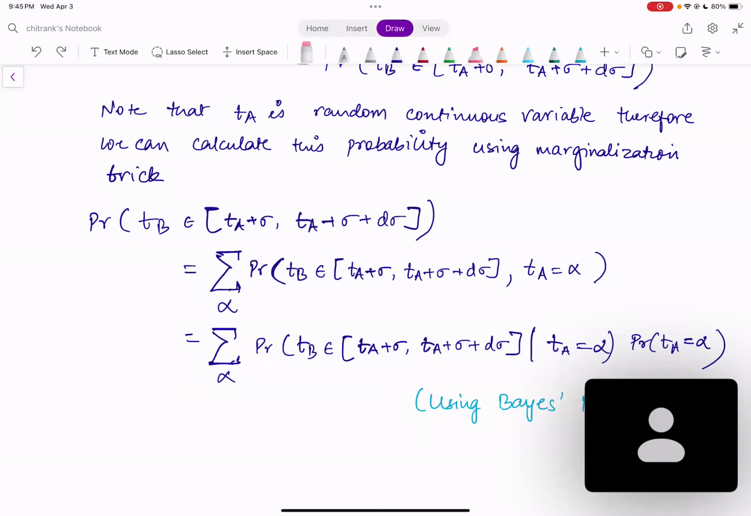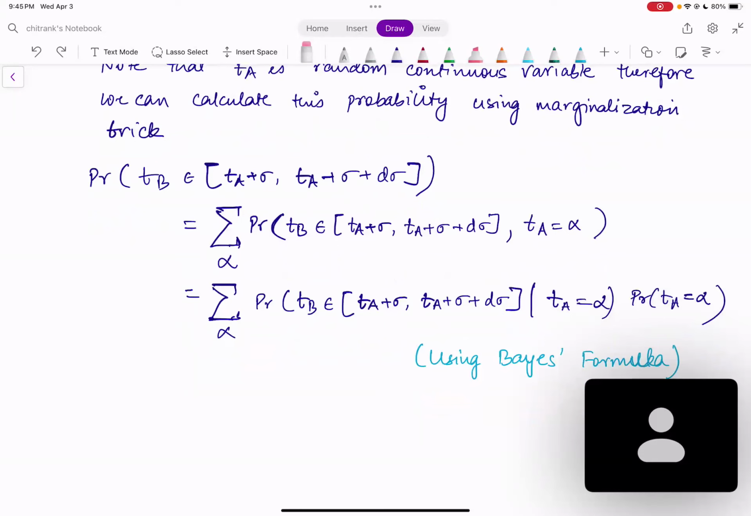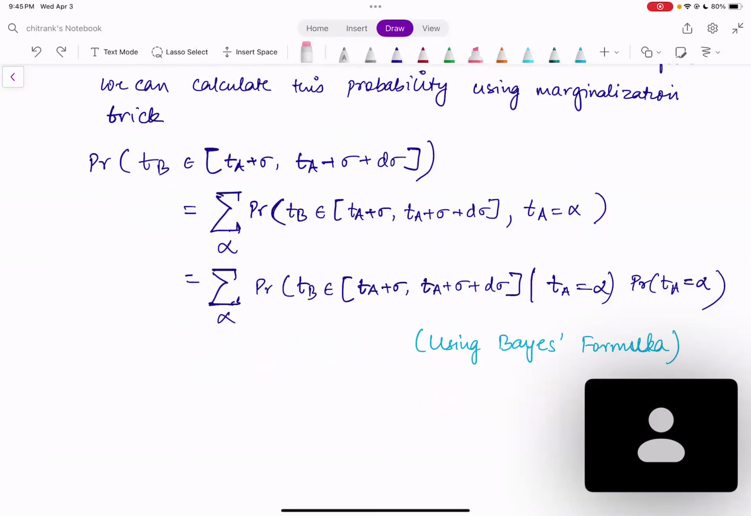I introduced TA in this joint probability, and because I did that, I will have to marginalize out this variable, and that's why there is the summation sign over alpha. This is the marginalization trick, to say it again. In the second step, I converted this joint probability into the product of a conditional probability and a prior probability. As written in the blue ink, that is nothing but a simple application of the Bayes formula.